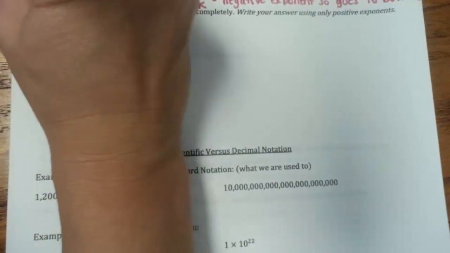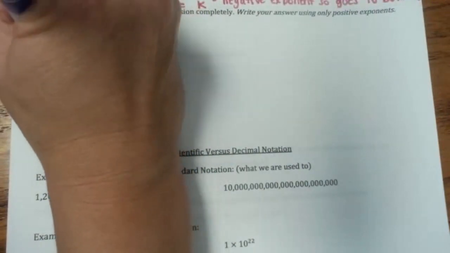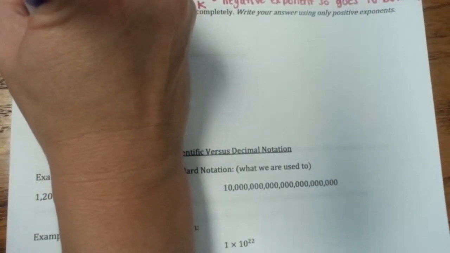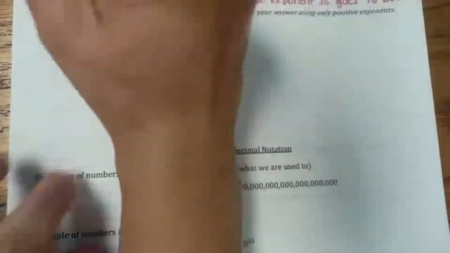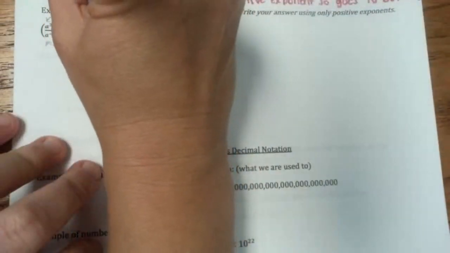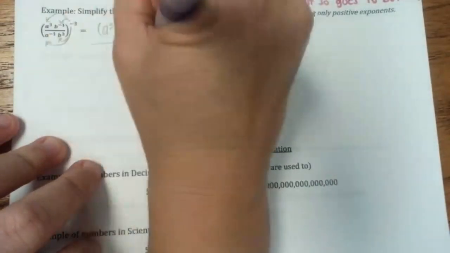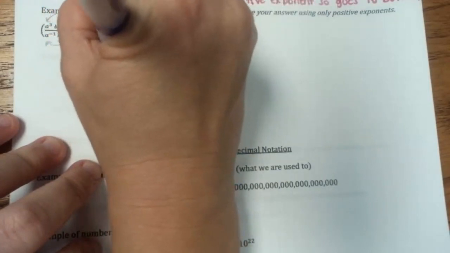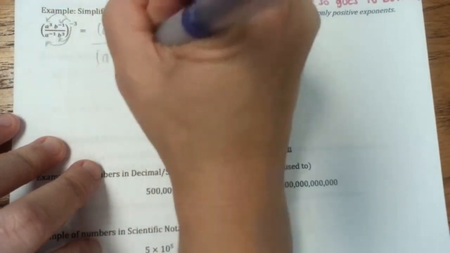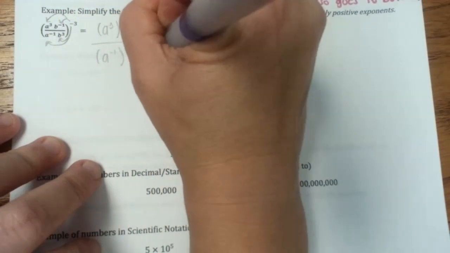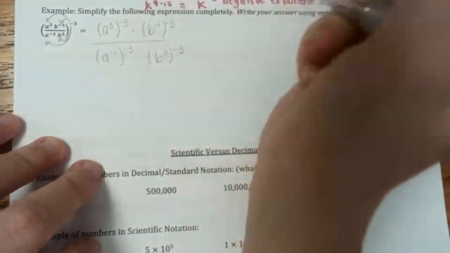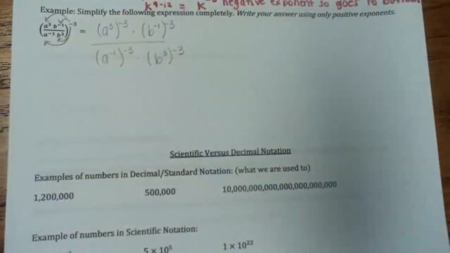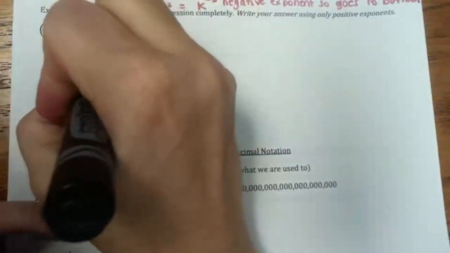All right, there's no adding or subtracting, so let's go ahead and distribute that exponent. You can go in multiple different orders, but let's just get rid of that -3 outside. So we have a cubed to the -3 power times b to the -1 to the -3 power, all over a to the -1 to the -3 power times b cubed to the -3 power. Remember, power to a power, so that means we are going to multiply our exponents.